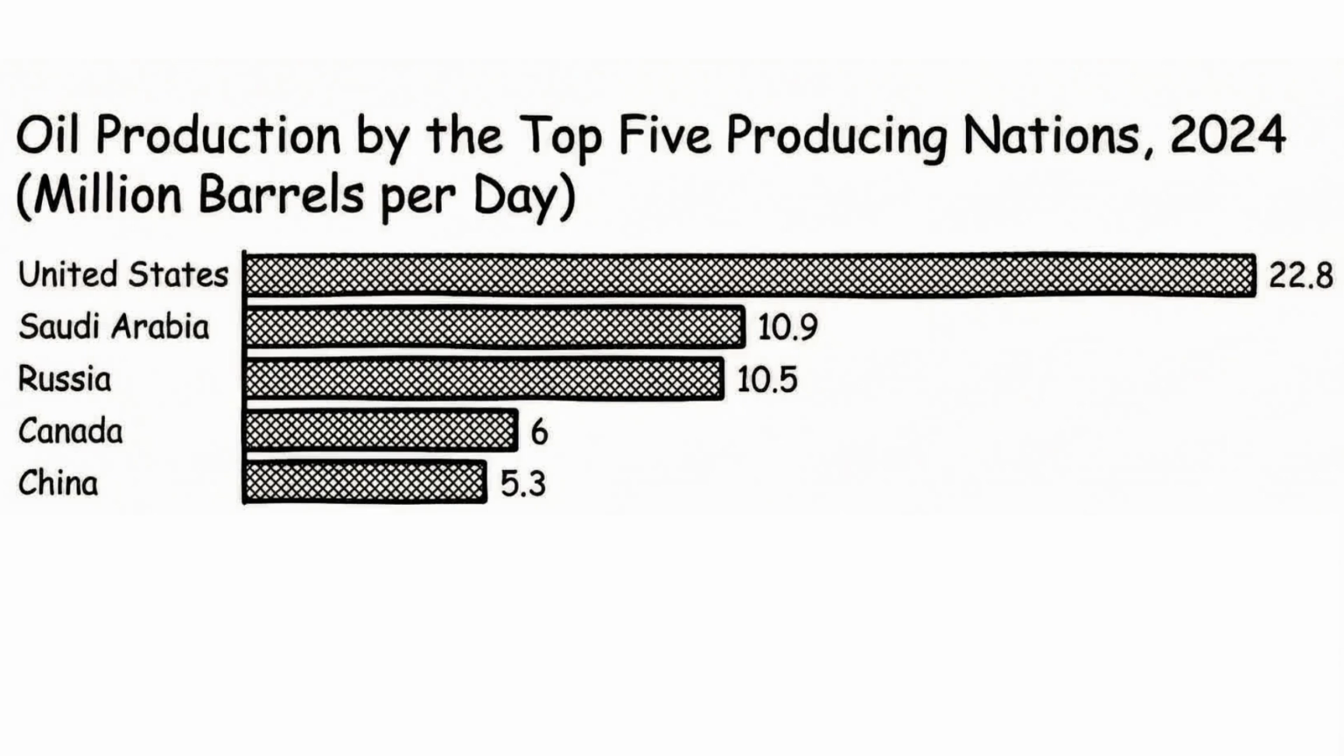There is then a noticeable drop in volume. Canada produces around 6 million barrels per day, while China's output is slightly lower at 5.3 million. At this stage, a clear pattern emerges. The United States maintains a dominant lead, while the remaining 4 nations fall within a much narrower production range.